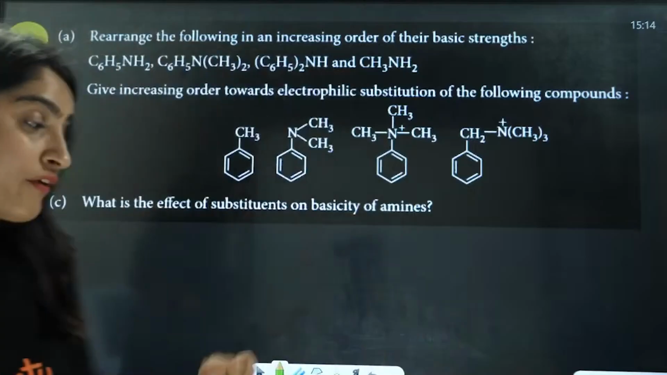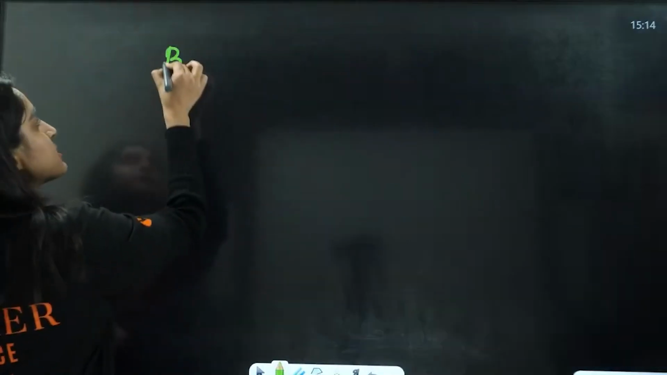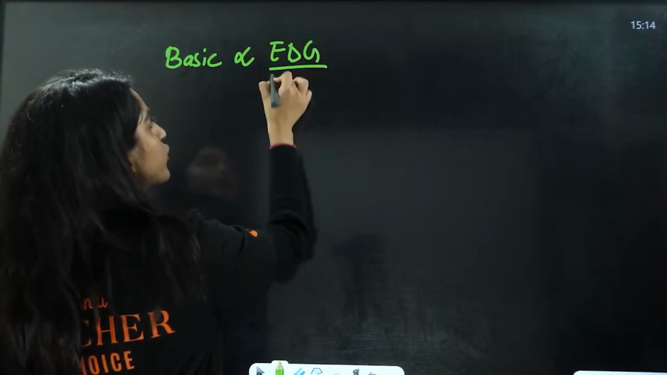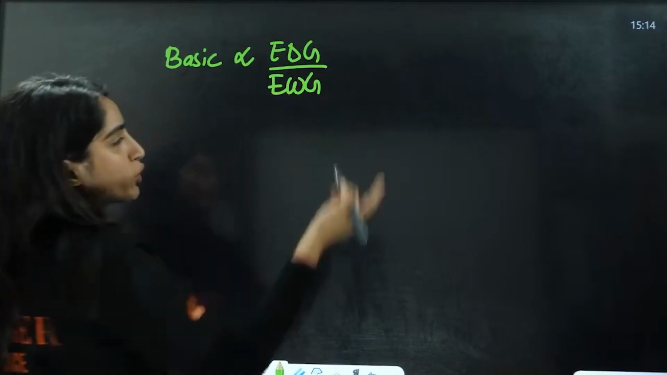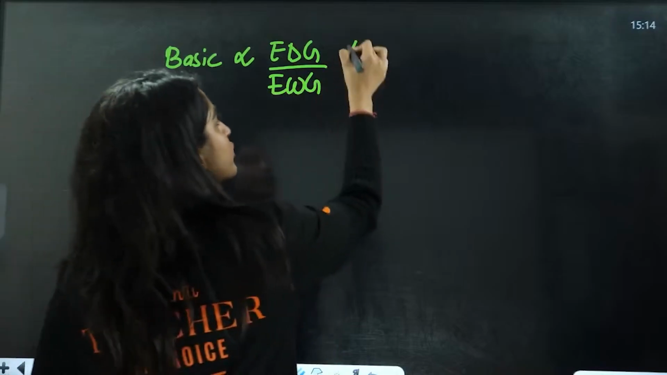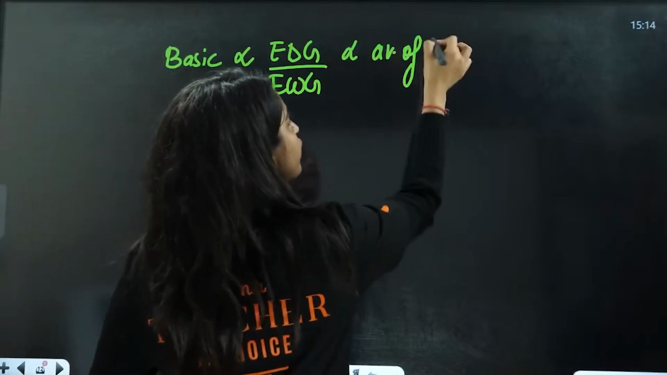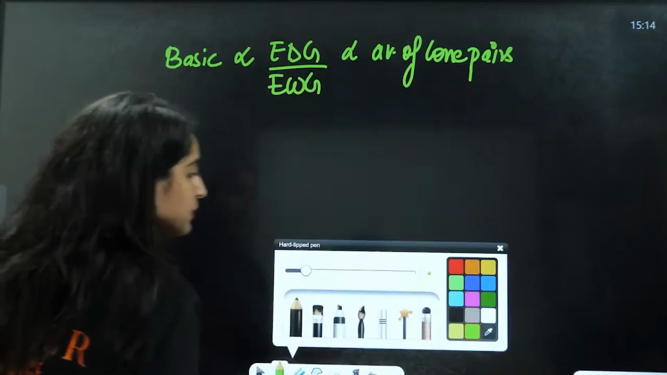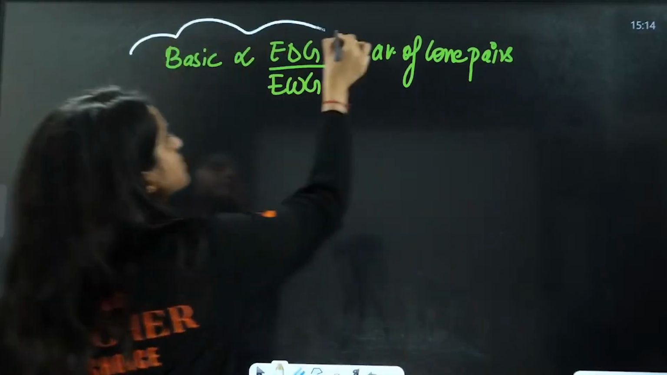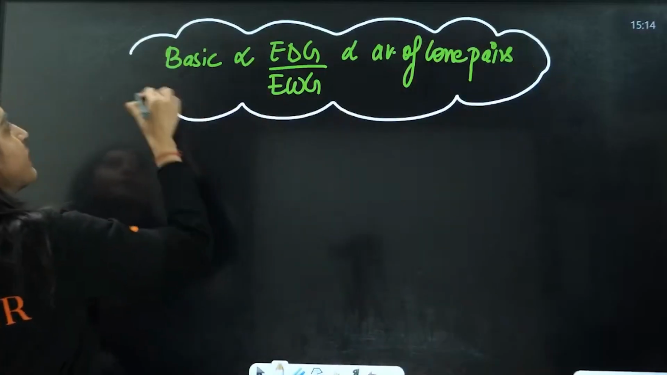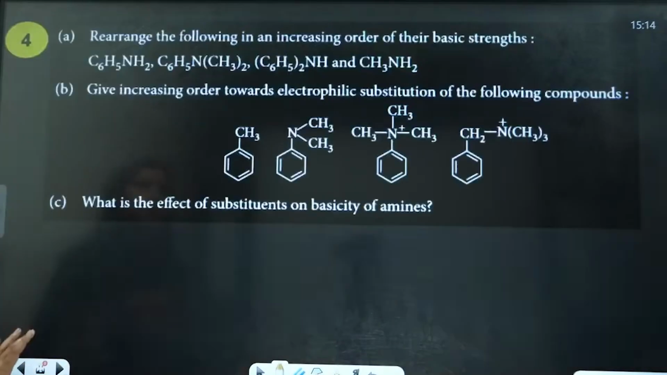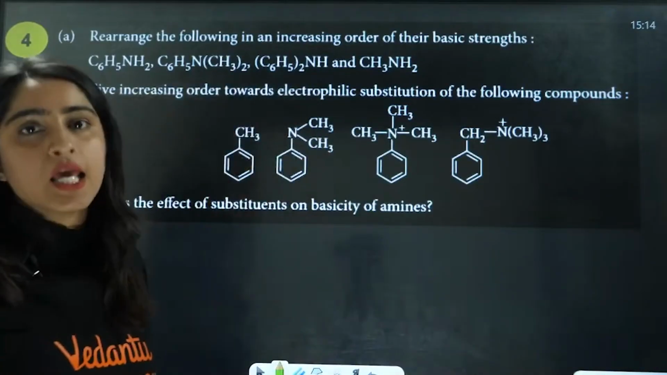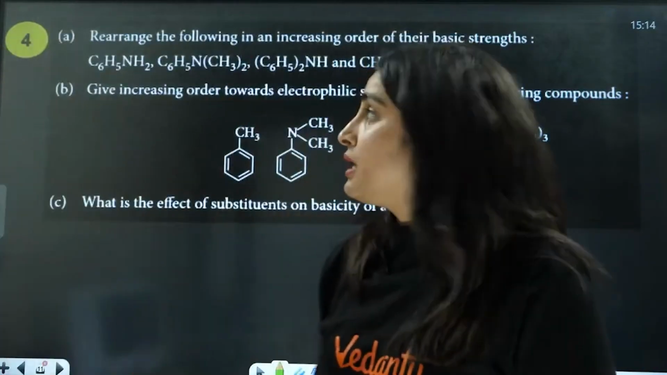For basic strength, always remember this one thing: basic strength is directly proportional to electron donating group, inversely proportional to electron withdrawing group, and it is also directly proportional to availability of lone pairs. Now here we have this question. Let us see where the lone pairs are more available.